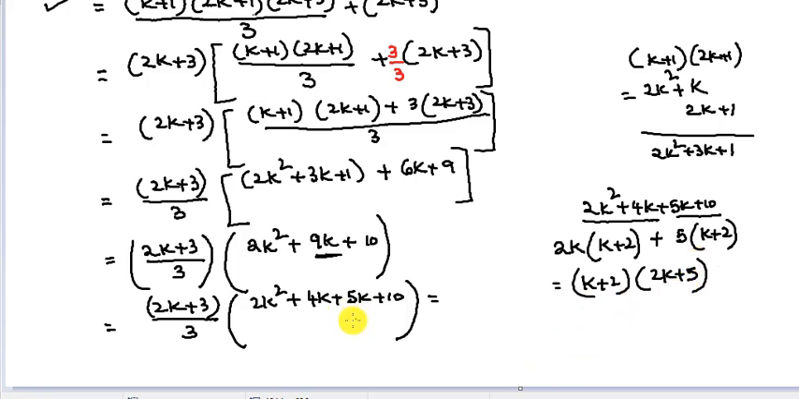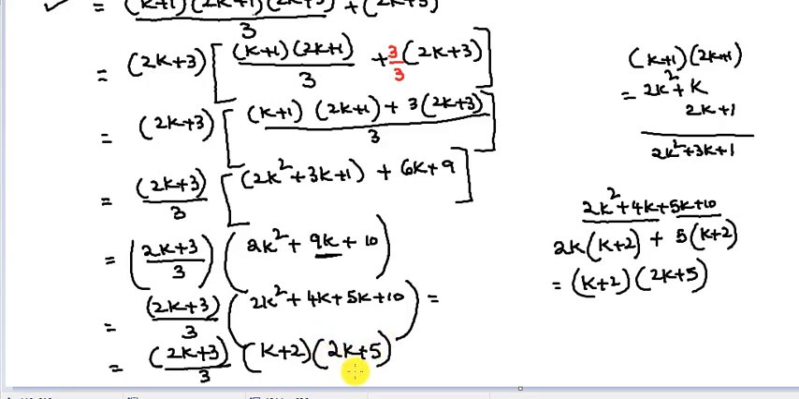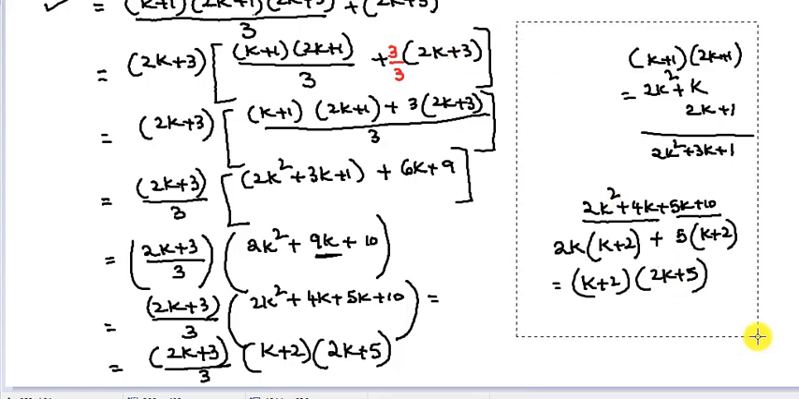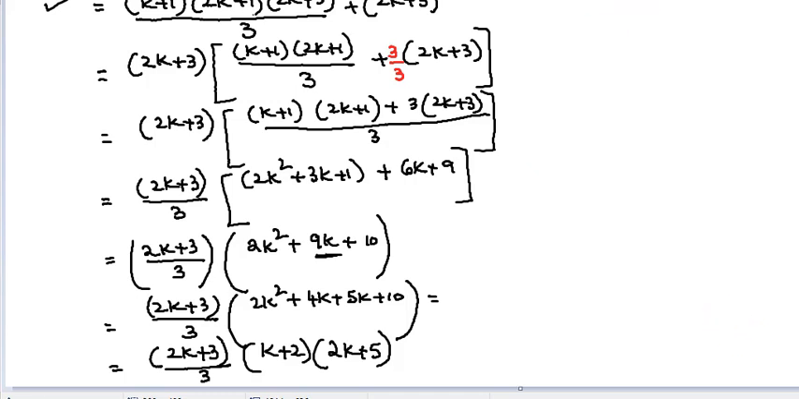See that? So plug it in. So you will get 2k plus 3 by 3 times k plus 2 times 2k plus 5. Okay, so pause the video and copy this one if you want to, because I'm going to erase this. We almost solved it. It is all done, the problem is done.